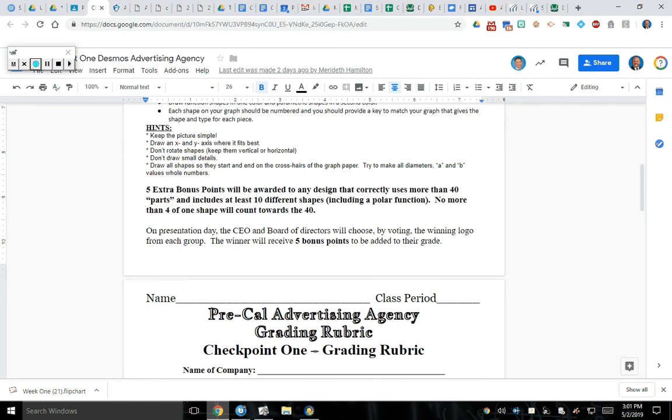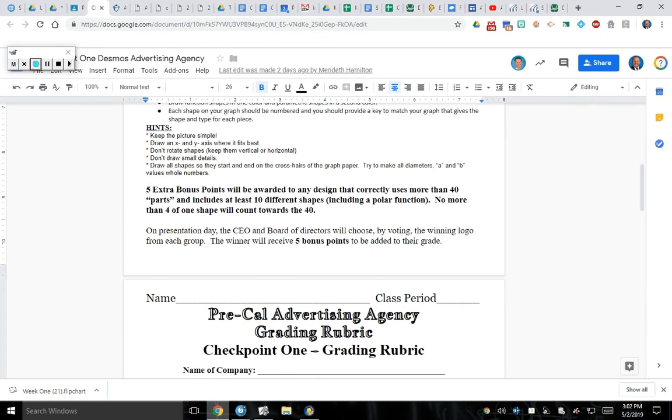5 extra bonus points will be awarded to any design that correctly uses more than 40 parts. So if you want to do 40 and get 5 bonus points, and you correctly use them, there's already 5 bonus points. And includes at least 10 different, not 7, but 10 different, including a polar function. So if you want to do to the level, basically, of that pre-AP, we already give you 5 bonus points automatically. No more than 4 of one shape. So don't give me 10 circles and expect me to give you 10 credit for shapes. You're only going to get 4 at max.